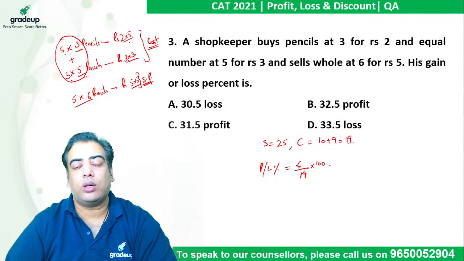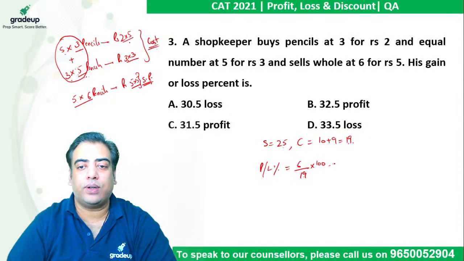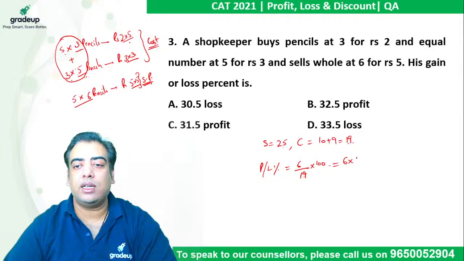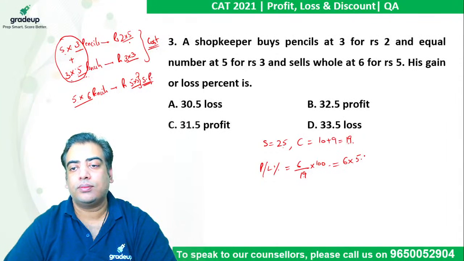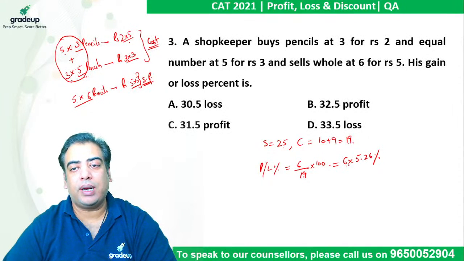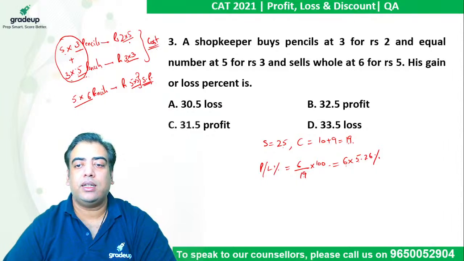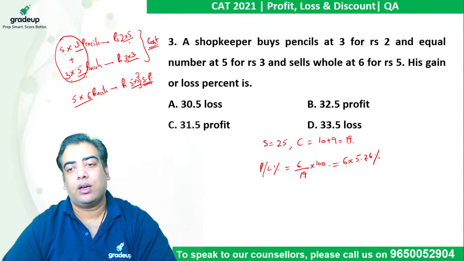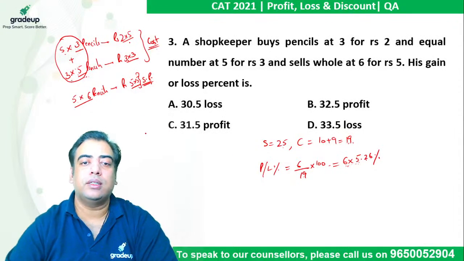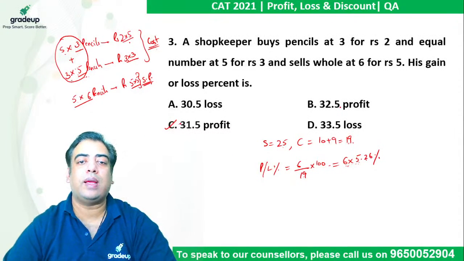So in order to solve it, if we are comfortable with the value of 1 by 19, the job is very easy. So 1 by 19 is equivalent to 5.26%. Right? So we just need to multiply it with 6 and we can see 6 2s are 12. Right? So 1 will be carried, 30 plus 1 is 31. So my answer will be 31.5% profit.